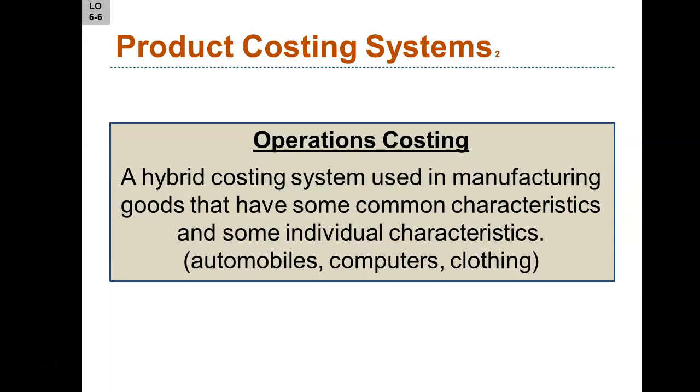Hybrid operational costing is going to be a combination of the two, but I would suspect the ones you'll most often see would be process and job costing. Operational costing, again, is just going to be a combination of the two, and it will have characteristics of both process costing and job costing.